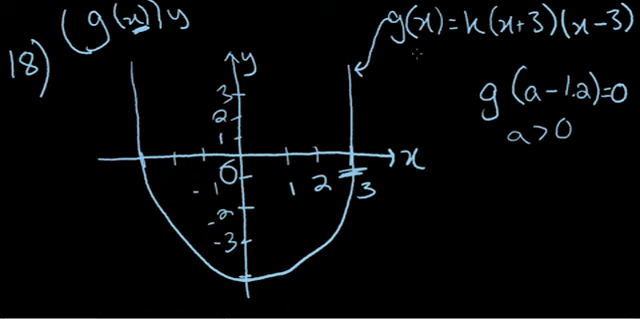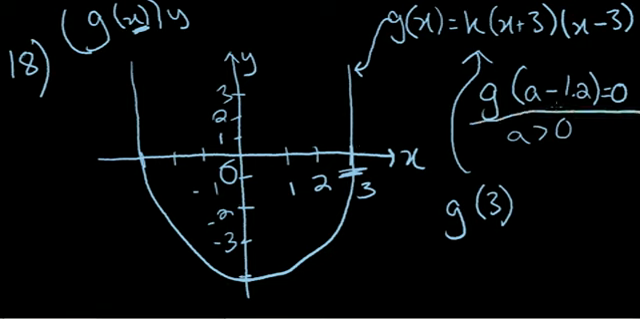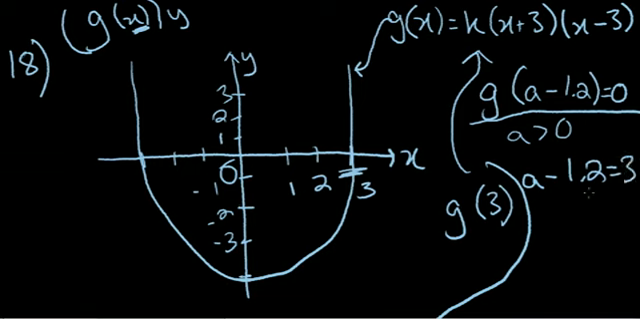But g of 3 is going to equal this over here. But we also know that 3 has a y value of 0. So that 3 satisfies this function over here, g of a minus 1.2, because the entire g of a minus 1.2 is the y value, which is equal to 0. So we now know that a minus 1.2 is going to be equal to 3, and therefore, a equals 4.2.